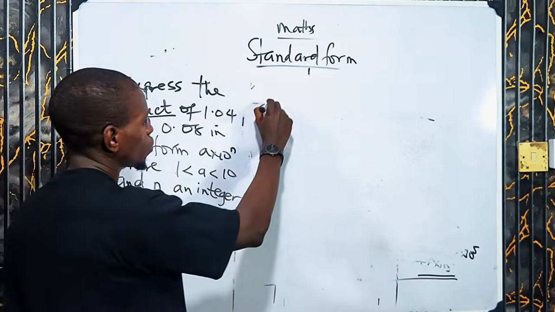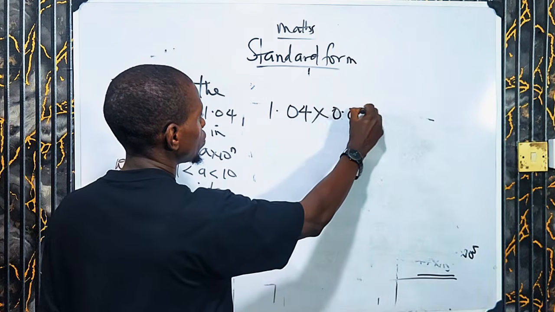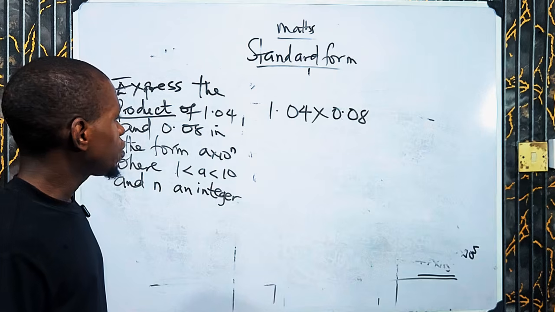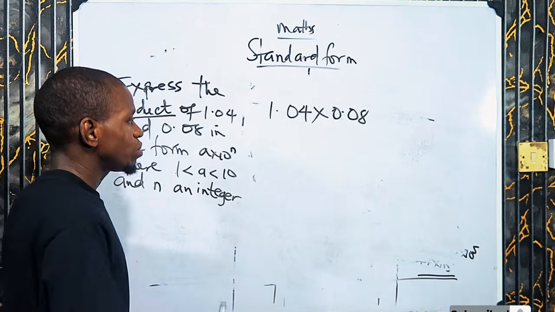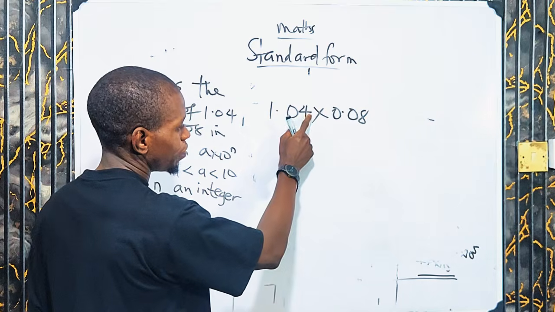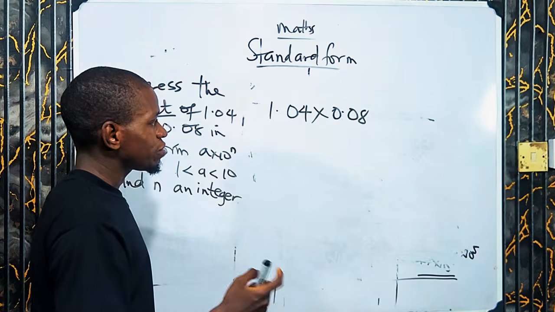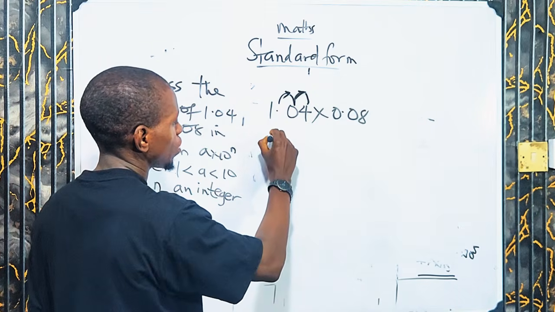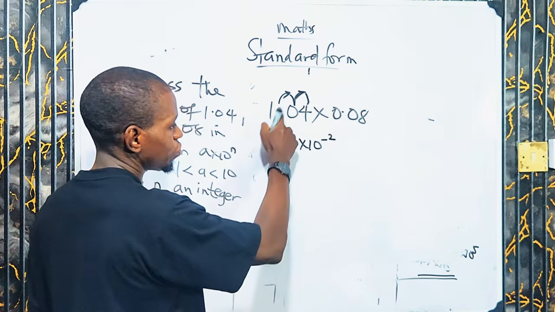So this simply means 1.04 times 0.08. And how do I solve this now? We are not expected to use a calculator. So you remove this point here and bring it to the back. From front to back is going to be negative. I moved it twice, so I'm going to have 104 times 10 to the power minus 2.